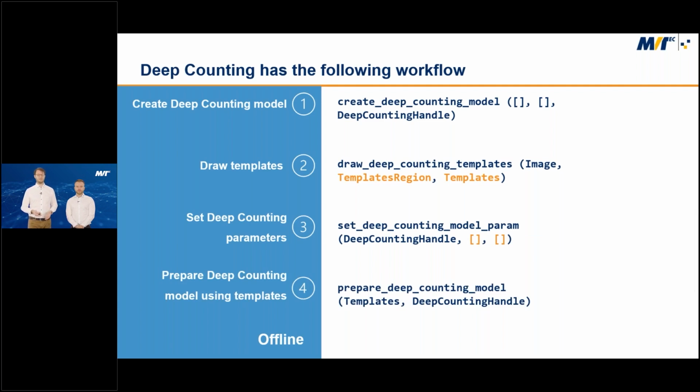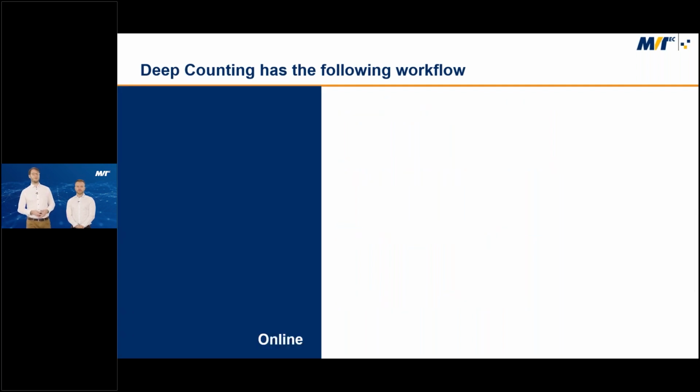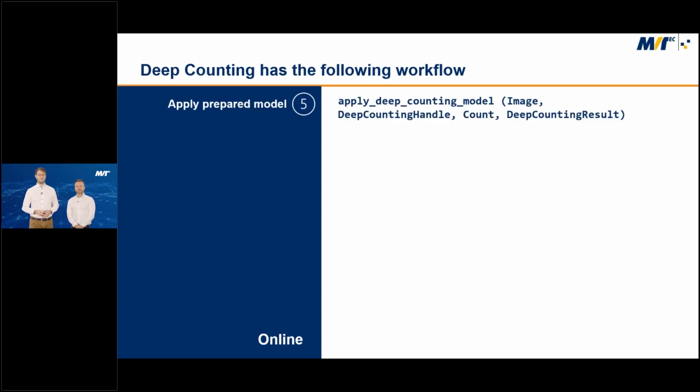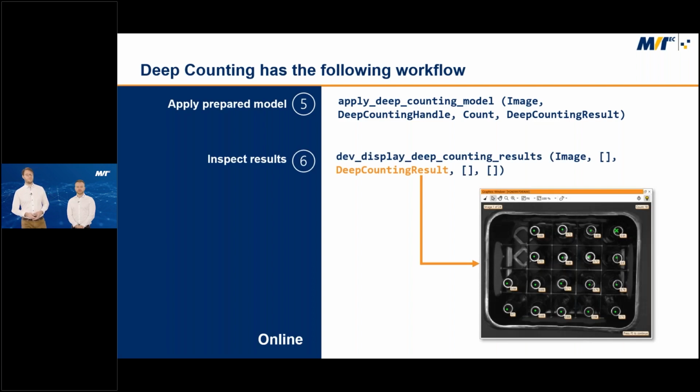And once you've done that, you can apply your prepared model. So you use apply deep counting model on your new image that you want to infer on, and you get your deep counting results. And additionally, you then have a display procedure to see your counting results, and you get a nice image like this with the count and, in addition, the location of the objects. And you get a confidence value of your location.